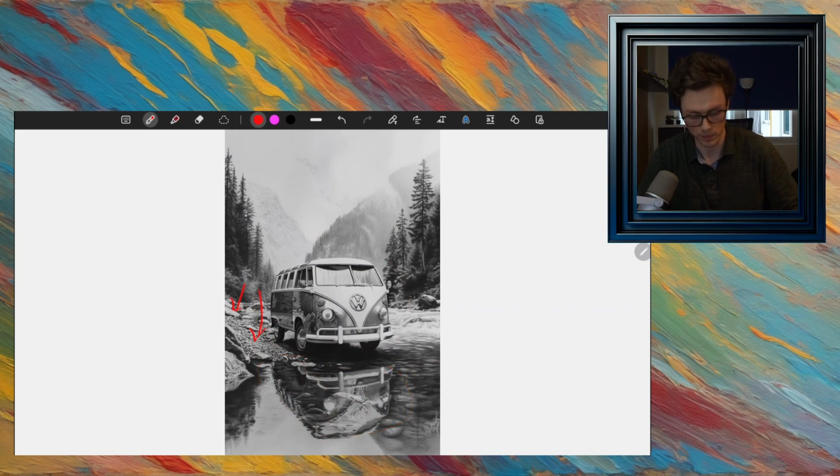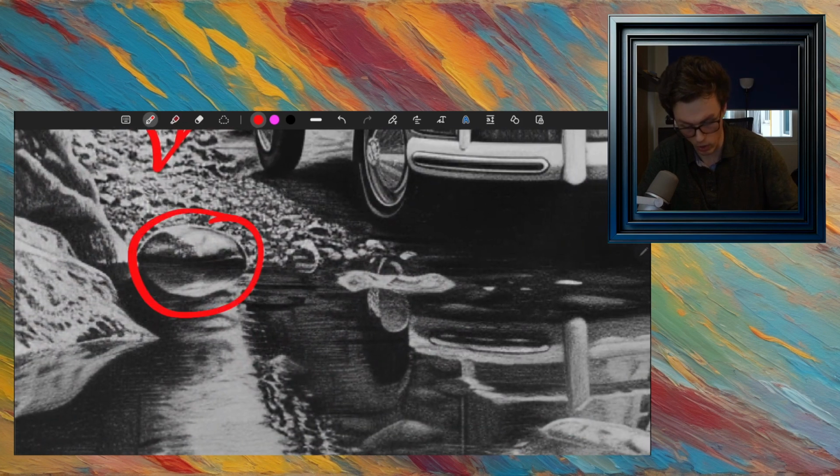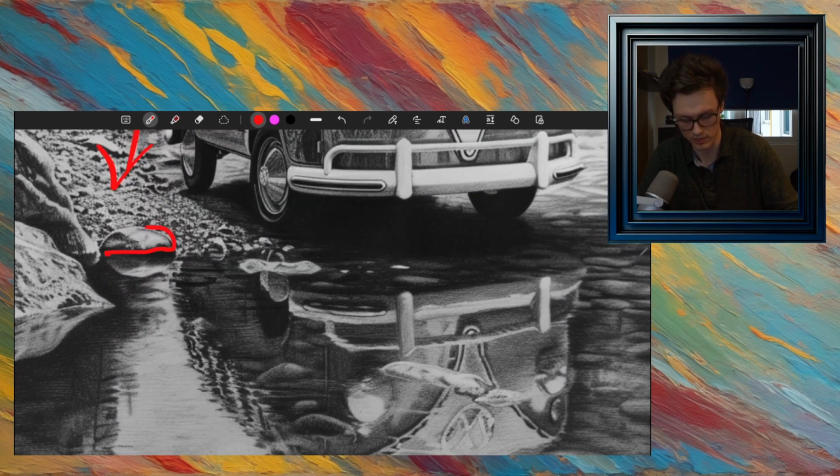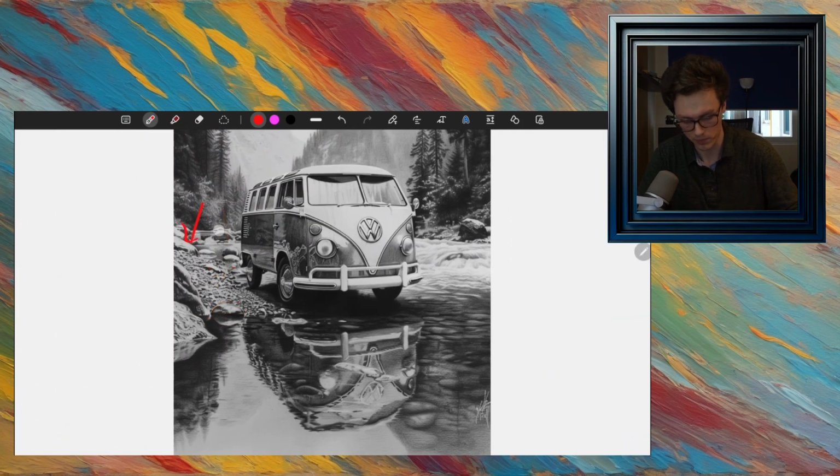That's pretty cool. What is this? Is this a rock? Yeah, this is a rock here. This is the rock, and then this is the reflection of the rock in the water. But it looks sort of like one round rock, even though it's actually like this, right? That's how the rock is actually sitting on the shore.